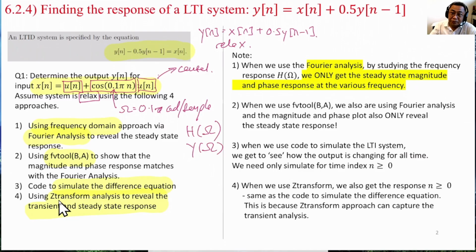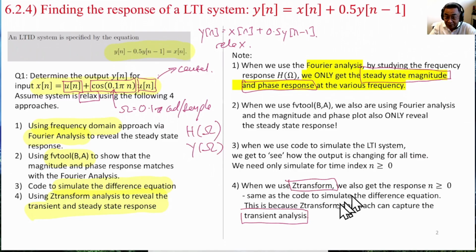Now, the interesting thing that you will begin to understand is that the Fourier analysis gives you only the steady-state response, while the Z-transform here gives you the transient as well, and of course the steady state. Alright, so this is a key difference between Fourier analysis and using Z-transform for the analysis of the response of this system. Now if you use FFT, you're basically using Fourier analysis. And if you write a code to simulate the difference equation, you're basically getting the same result as a Z-transform. Okay, let's proceed.